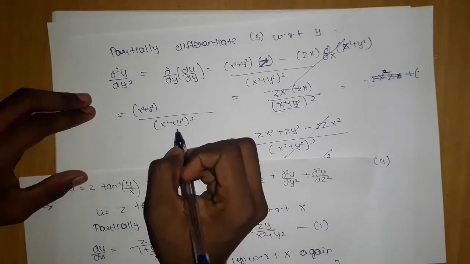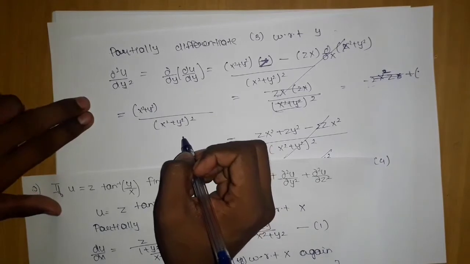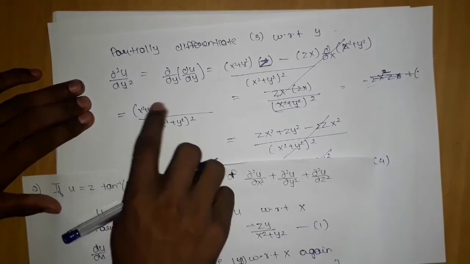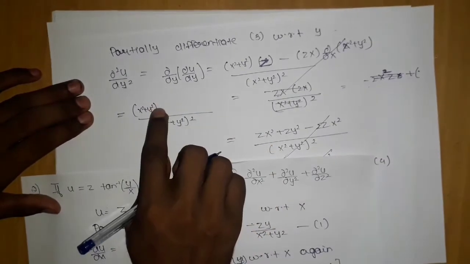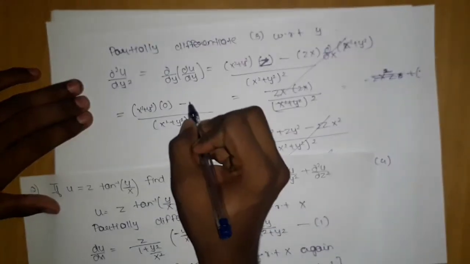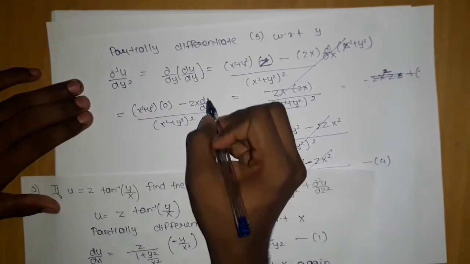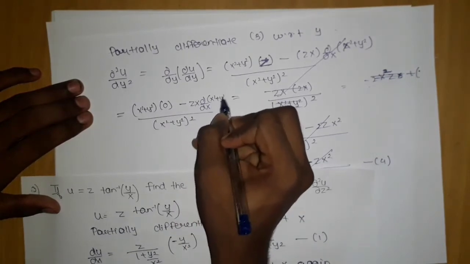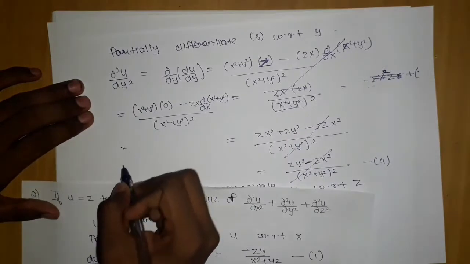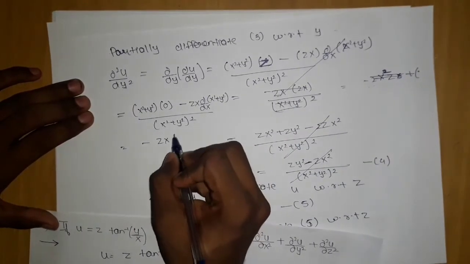This thing. Now further on, what we are going to do is that if there is no y term here, it is zx, so this is going to become 0, and here zx will be here, and it will be dou by dou x into x square plus y square. If I simplify, it will be minus zx, it will become 2y.